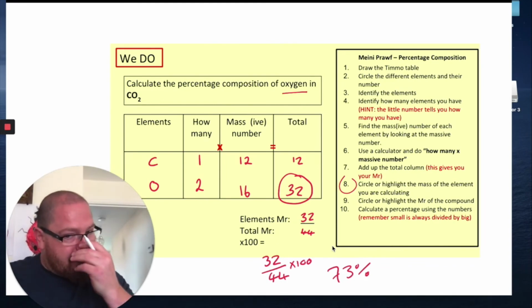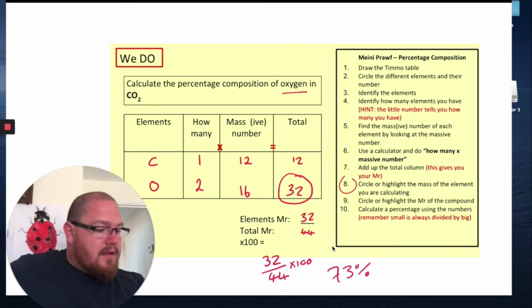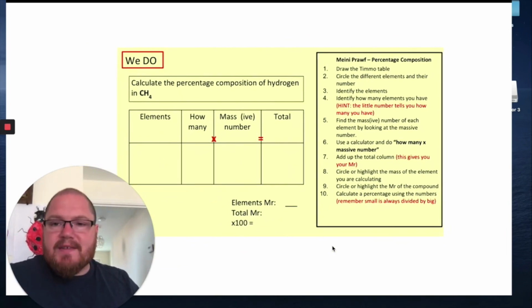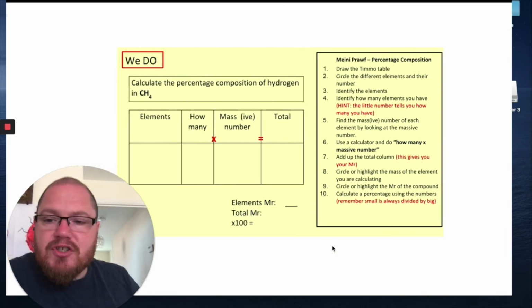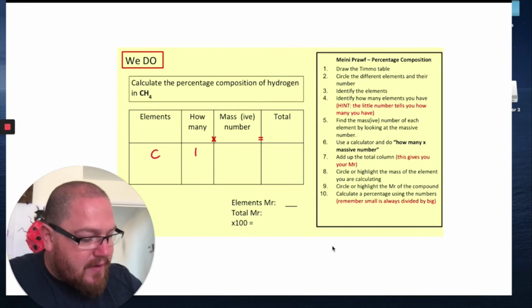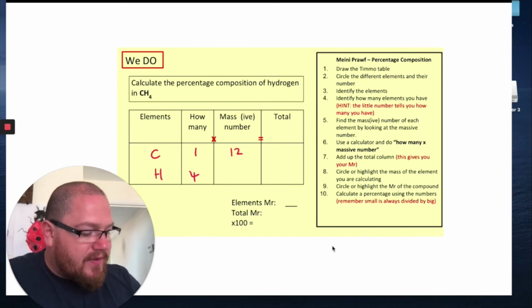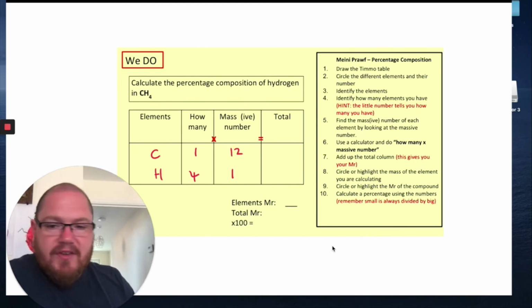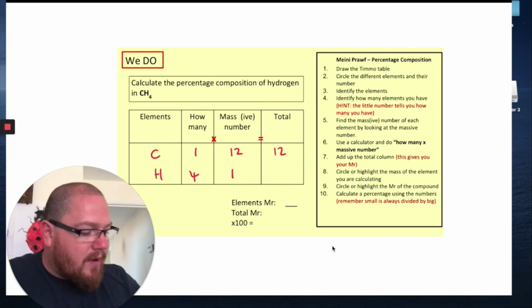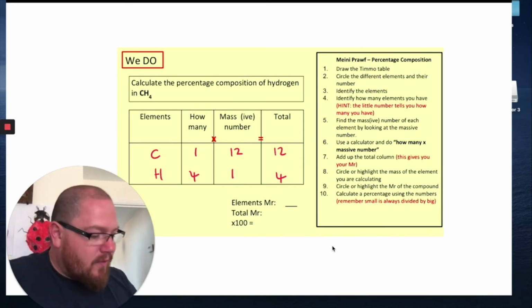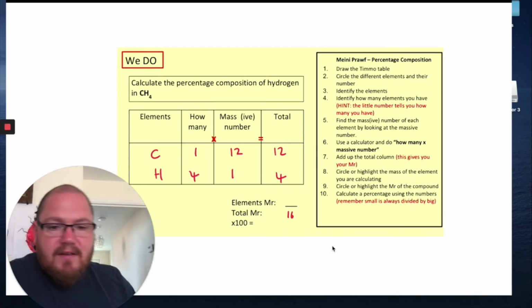73%, okay? I think we've got one more to do, and I'm just going to race through this now. CH4. I've got one C, I've got H, and I've got 4 of them. My mass number for carbon is 12. My mass number for hydrogen is 1. 1 times 12 is 12. 4 times 1 is 4. My total Mr is 12 plus 4, which is 16.